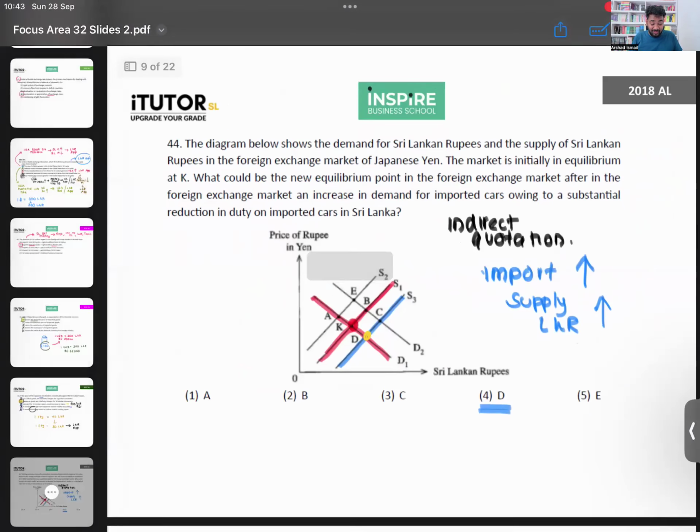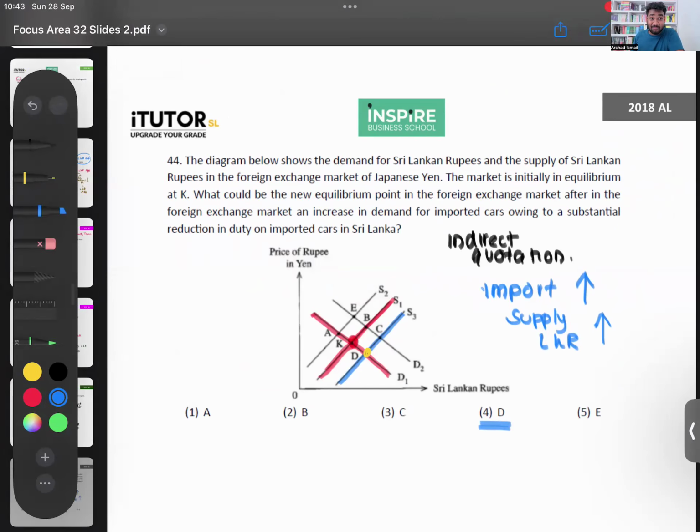Remember, we've done much more complex questions than this. Remember, we drew the diagram itself. Each of these situations, if Sri Lanka's imports increase, what will happen? Direct quotation, what will happen in the indirect quotation? All of that is there. But it says demand also increases. That is, you are not reading the question properly. The demand for cars is increasing now.